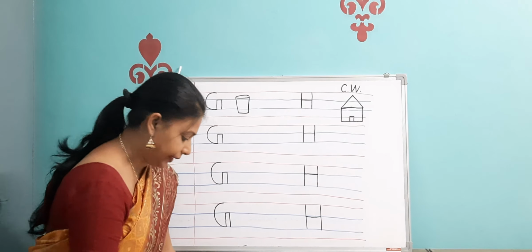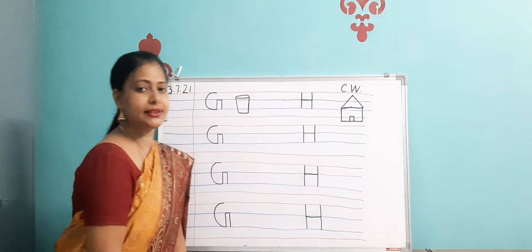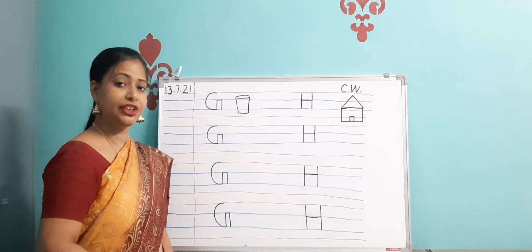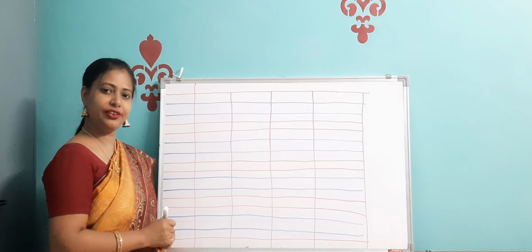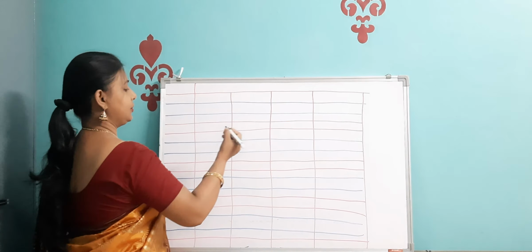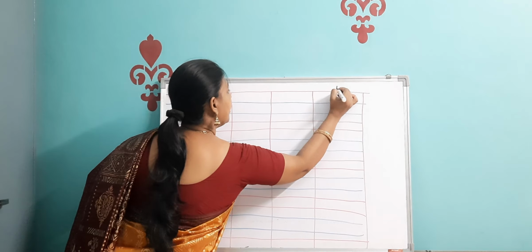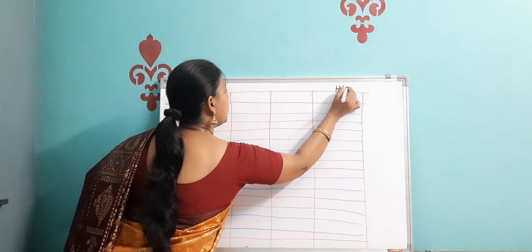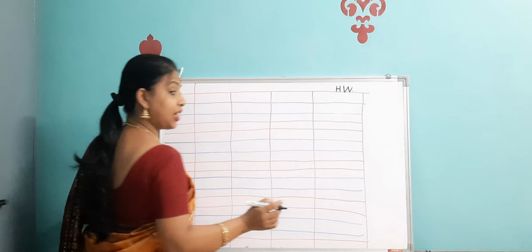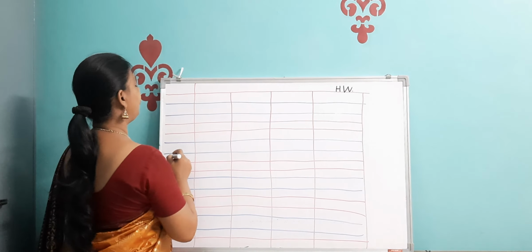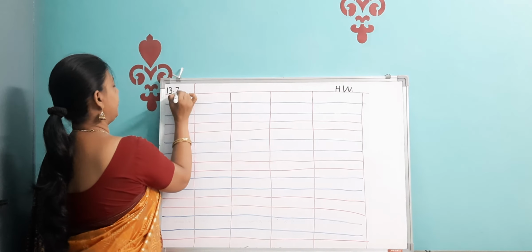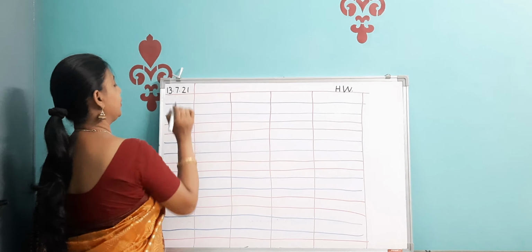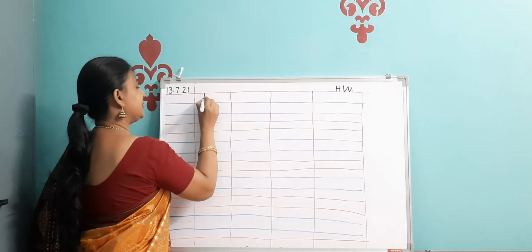So I'll show it again. Okay, I'll quickly rub this. In the meantime you can turn the page and be ready for it. So you have turned the page, children. So now again we will do this work. This will be your homework. Okay. So we are going to write all the four alphabets which I have taught you. Okay. E, F, G and H. Today is 13.7.21.